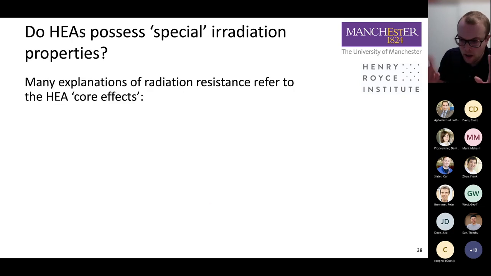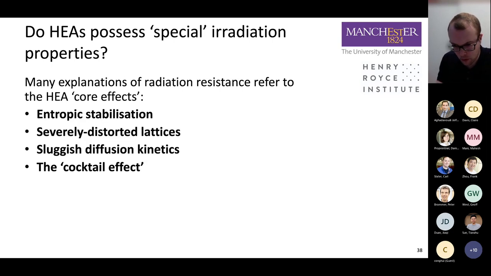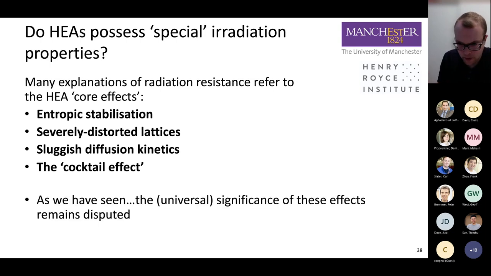Okay. The final thing to say about these special irradiation properties is that many of the studies that talk about special irradiation properties refer to those same four core effects I've just talked about. And as we've seen, the universal significance of these effects remains disputed. So you'd expect that if you have sluggish diffusion, that might inhibit void formation and growth, for instance, in some circumstances, or may in fact increase it in some circumstances. But if that was true for all high-entropy alloys, then maybe they would have some sort of consistent radiation damage resilience, but that's not what we find in general so far.